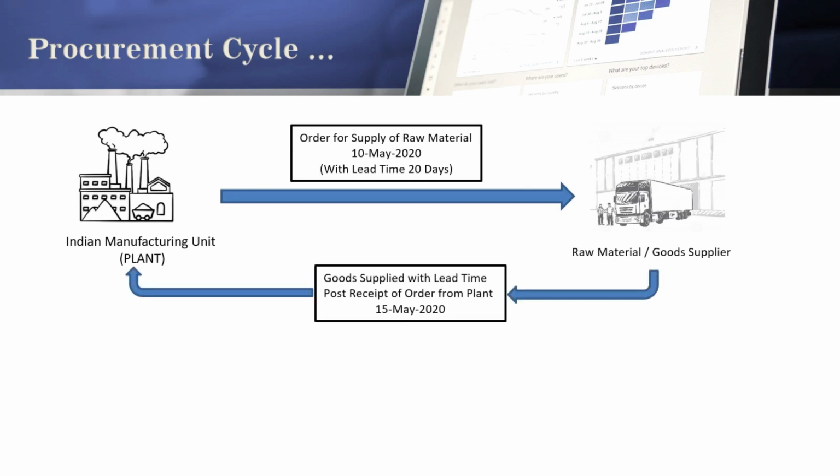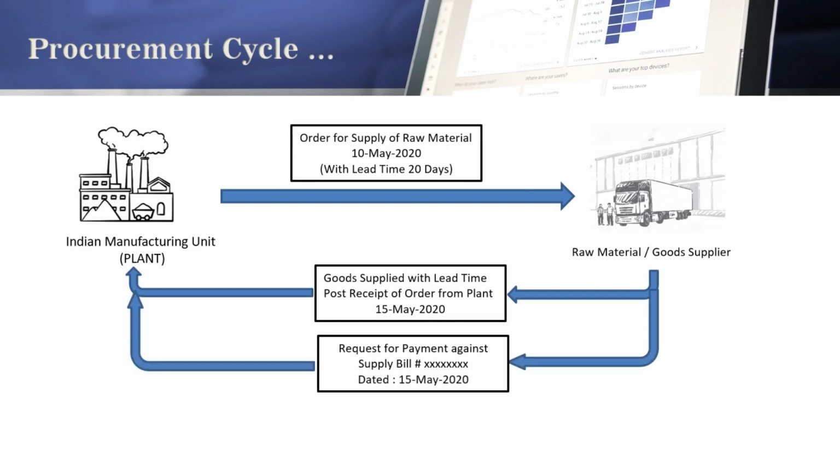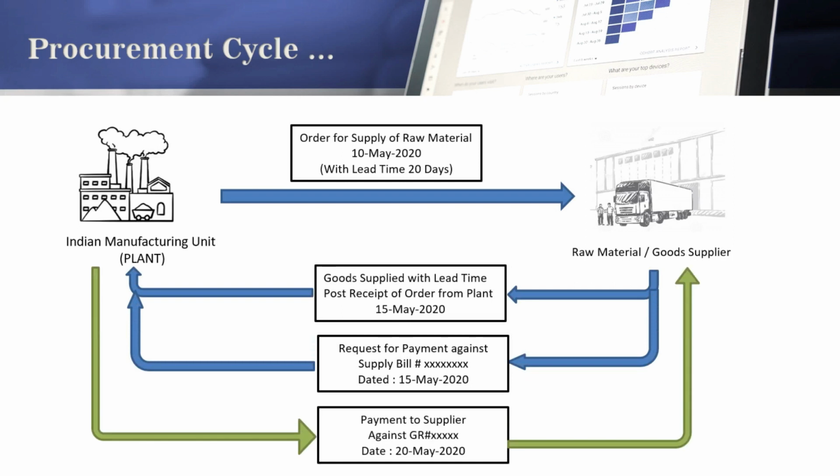On 15th of May 2020, the supplier has supplied the goods to Indian Manufacturing Unit, and the same day he has provided the supply invoice or bill to Indian Manufacturing Unit. Within 5 days after the receipt of the material and confirmation of the quality check of the received material, Indian Manufacturing Unit has issued the payment to the supplier.